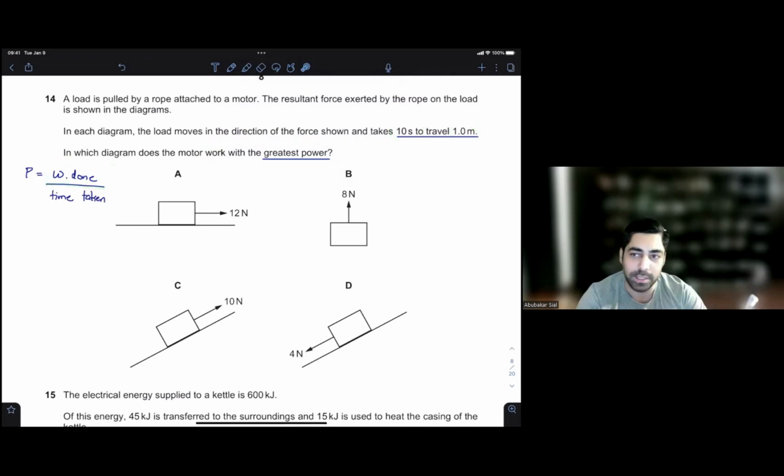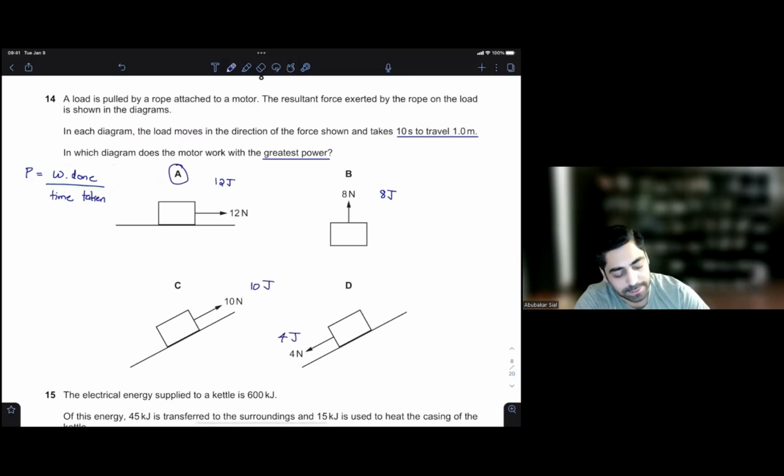Wherever the work done is the greatest, that is also going to have the greatest power in this case. Why? Because the denominator everywhere is simply going to be 10 seconds. So all you need to see is where is the work done the greatest. Here, 12 times 1 is 12 joules. This one is 8. This one is 10. And this one is 4.